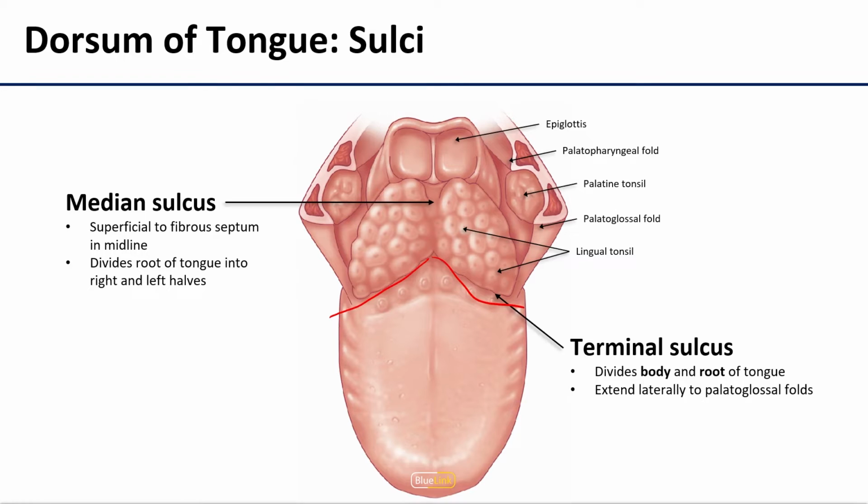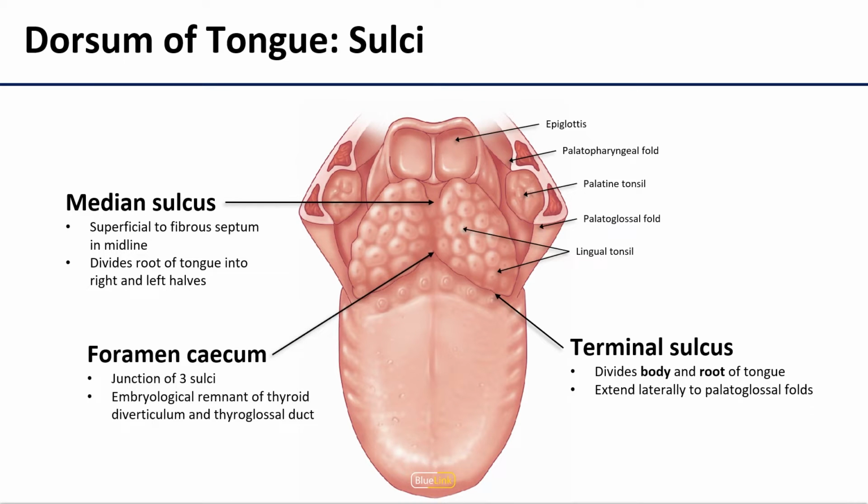And the median sulcus then is going to divide that posterior tongue into right and left halves. This is actually sitting directly over a fibrous septum in the midline that extends all the way down into the body of the tongue here, and is going to separate the right musculature from the left musculature.